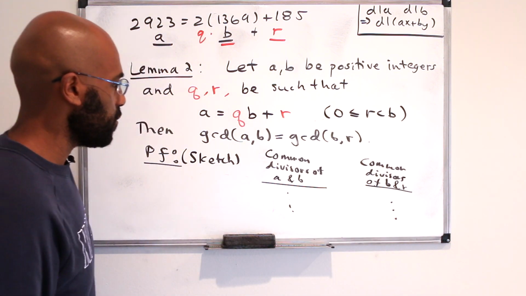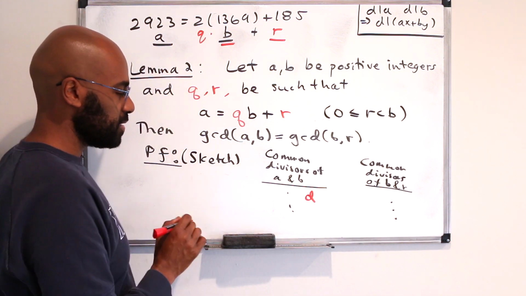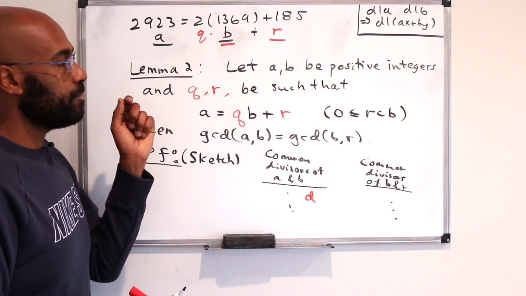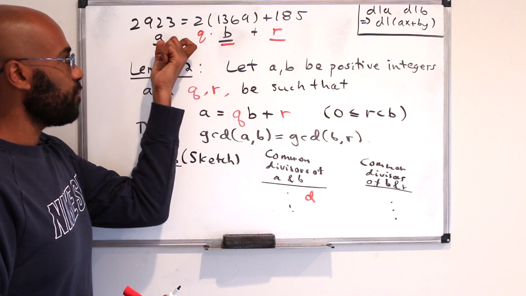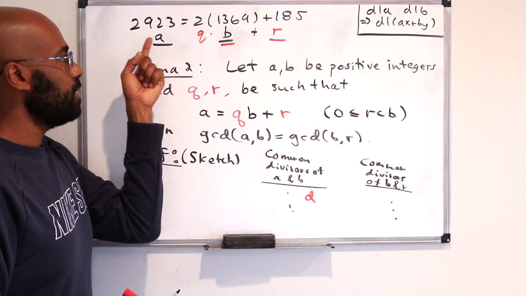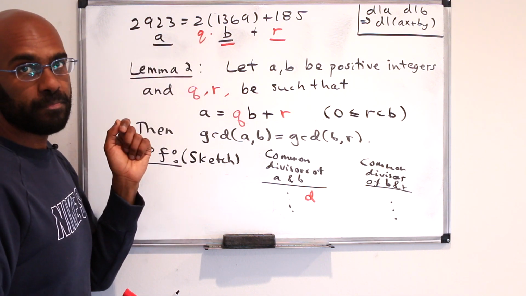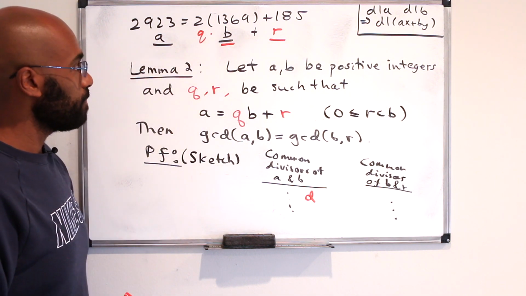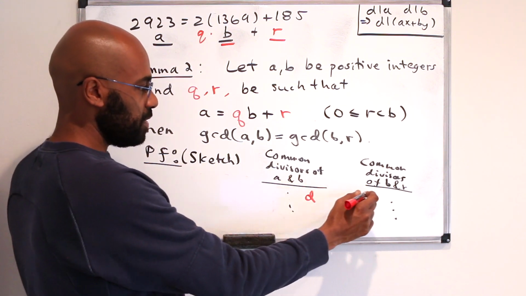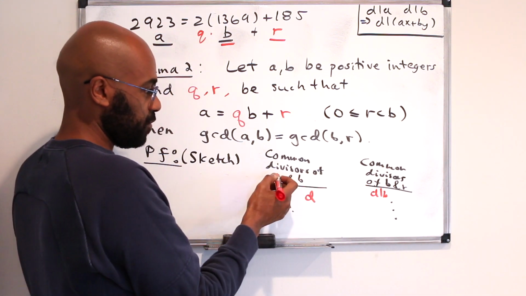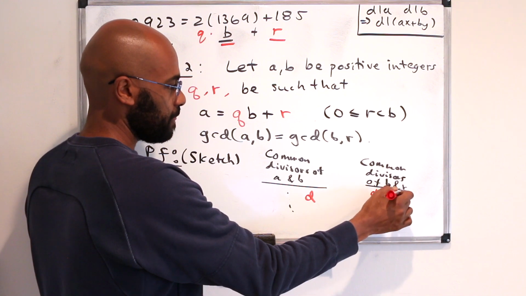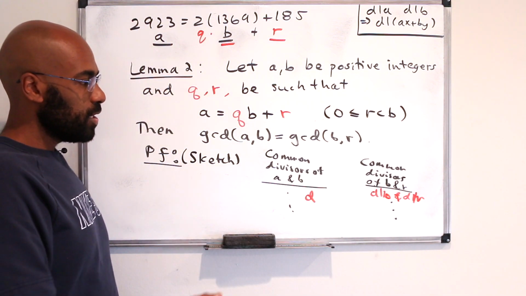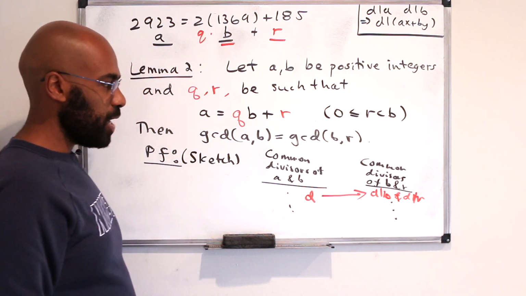And I think the point here is that if D is a number in this list, then that means that D divides A and divides B. And if we move this QB over, that means D divides A times 1 plus B times negative Q. That's an integer combination of A and B, so that means D divides R. So if D divides A and B, then D divides B, as it already did, and D divides R. And so D is a common divisor of both B and R. So anything in this list is in this list as well.